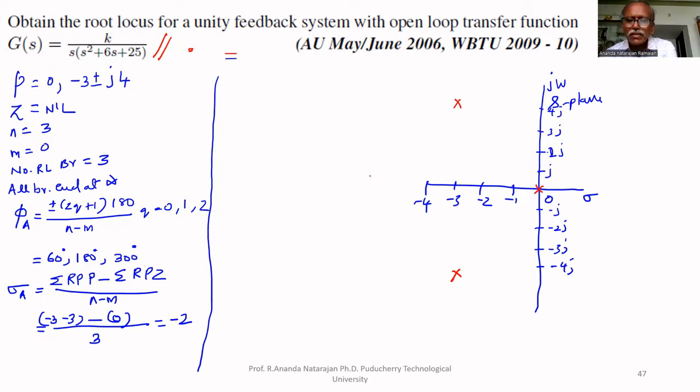So any point, if we select on the negative real axis, it is on the root locus. Therefore, the entire negative real axis becomes part of root locus up to infinity. Since it is a complex pole, we have to find the angle of departure, at what angle it comes out.